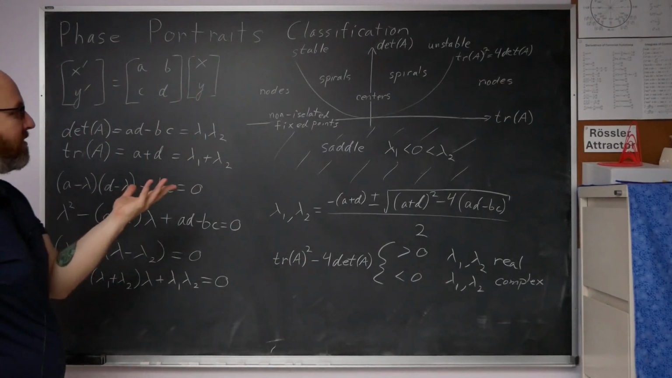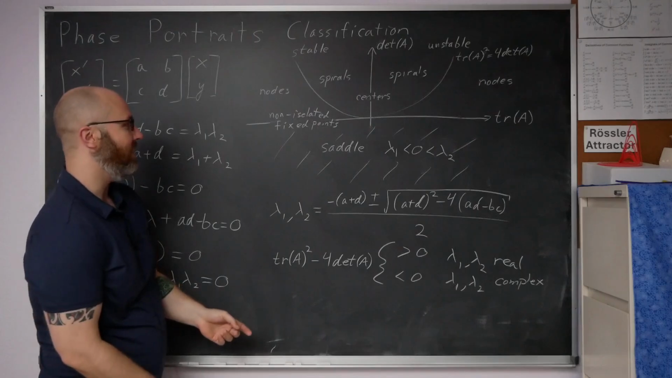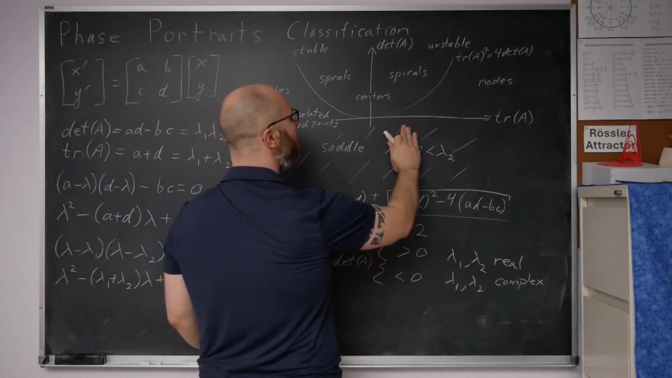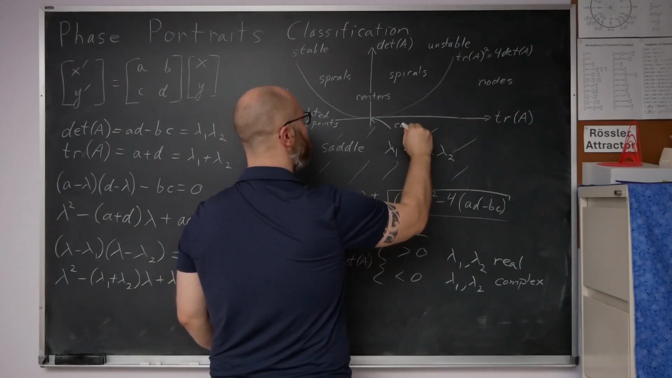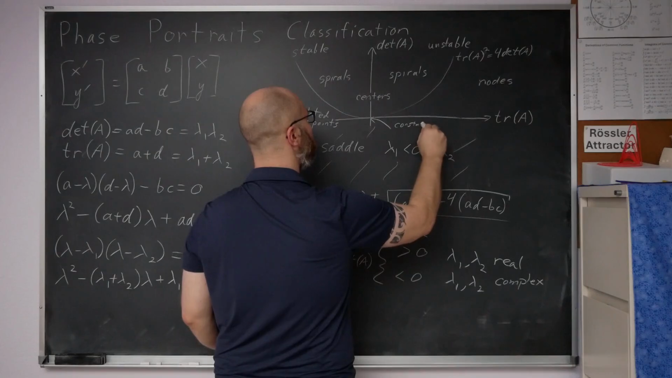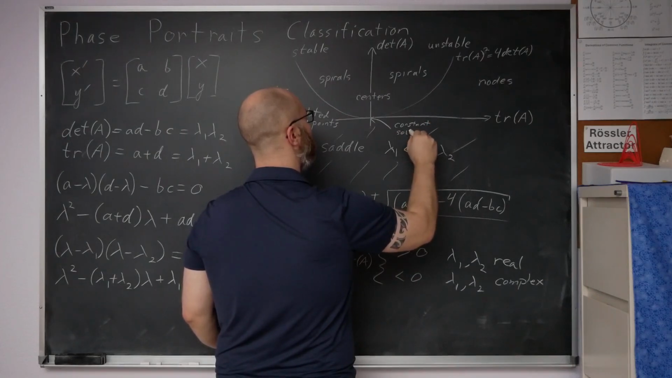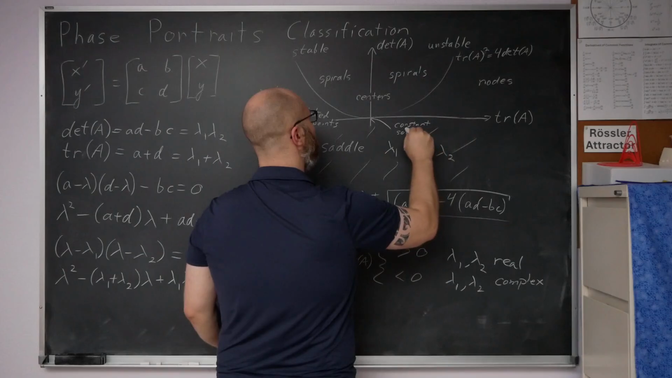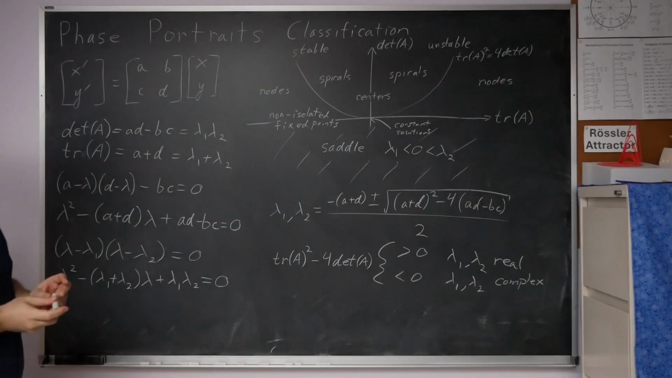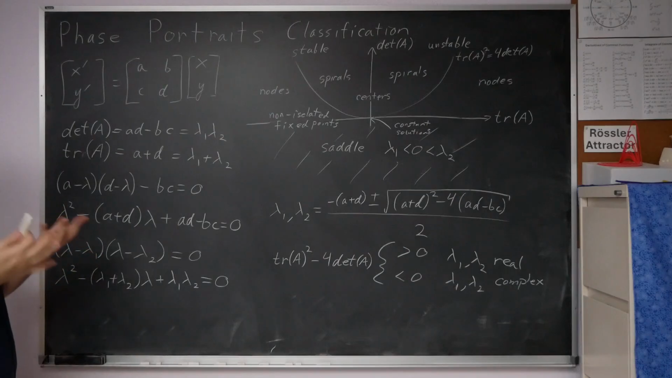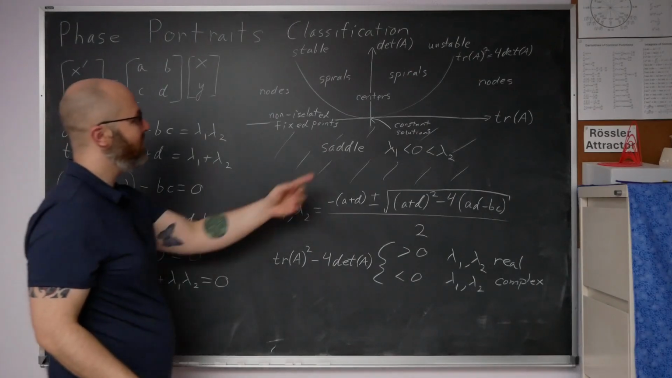All right, we're still missing a few. We've got the silly case in the middle, which is the constant solutions. The only way to get that point is if the entire coefficient matrix is all zeros. Then you get lambda 1 equals lambda 2 equals 0. So that's the silly one.